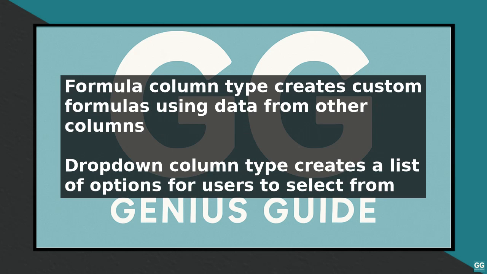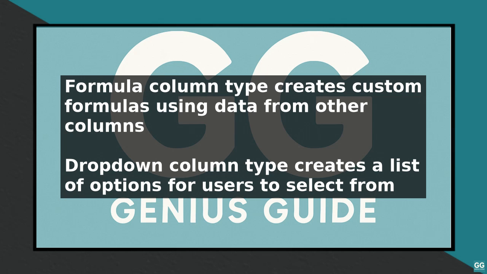In addition to these column types, Monday.com also offers several advanced column types, including the people column, the phone column, and the email column. The people column allows you to assign tasks to specific people, while the phone and email columns allow you to store contact information.